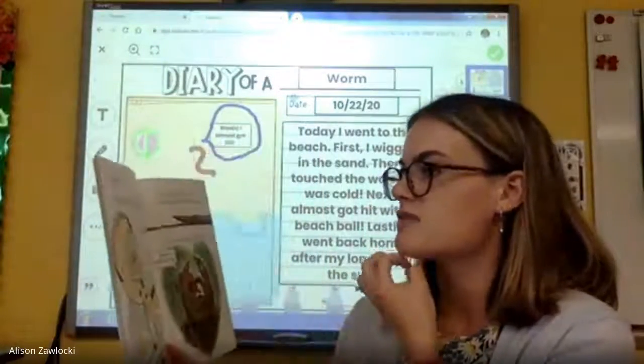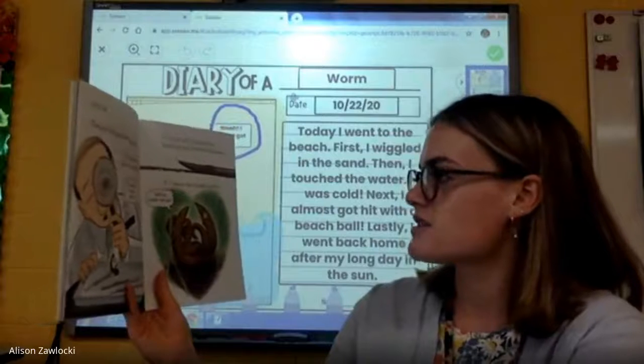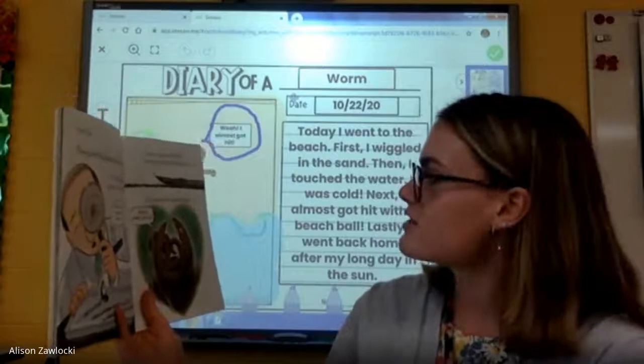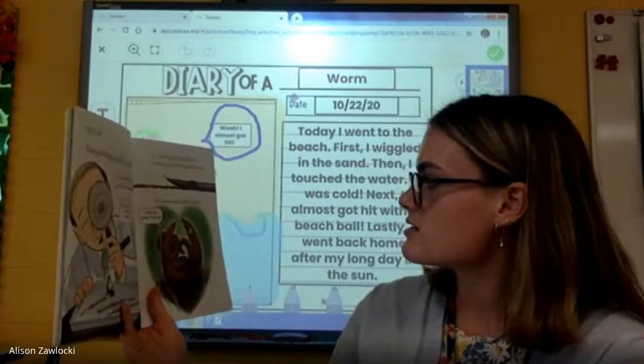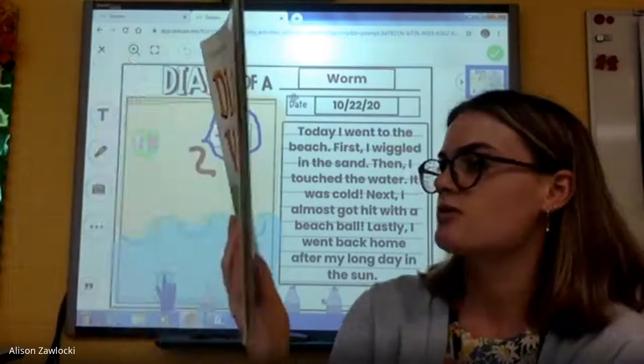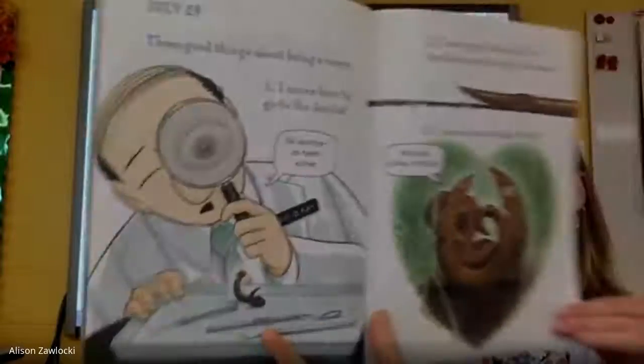July 29th. 3 good things about being a worm. Number 1, I never have to go to the dentist. No cavities, no teeth either. Number 2, I never get in trouble for tracking mud through the house. And number 3, I never have to take a bath. Who's my grubby little boy? So notice that he loves some things about being a worm too.